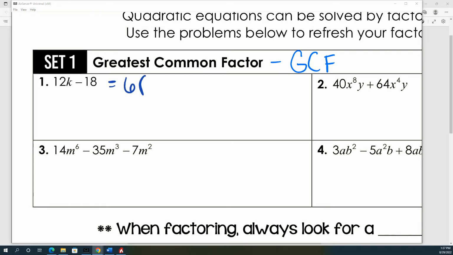And it's the reverse of the distributive property. And so for the distributive property, you multiply. So when you're factoring out a common factor, you're going to divide. So you take 12K and divide it by 6, and you get 2K. And then take negative 18 and divide it by 6, and you get negative 3. All right.